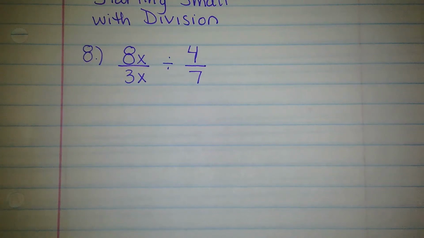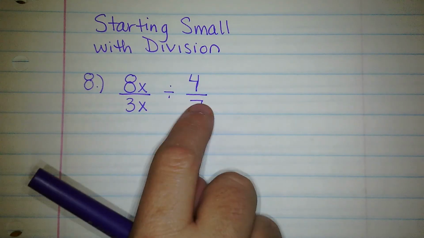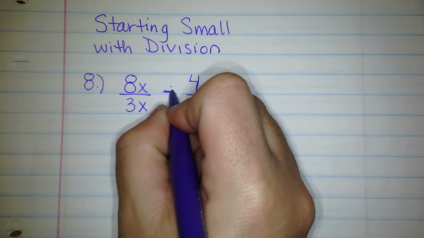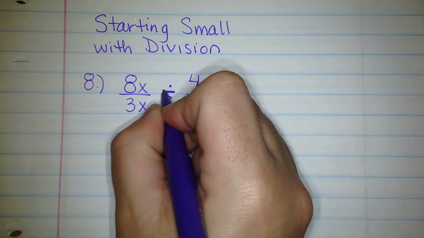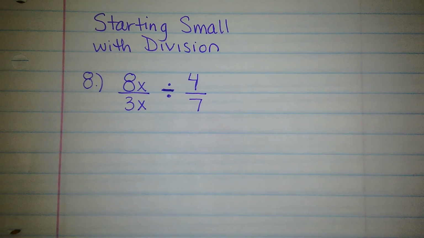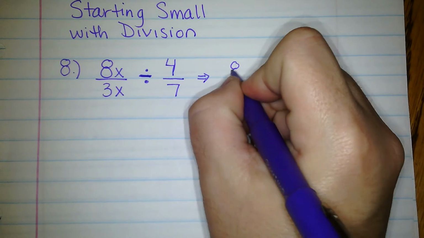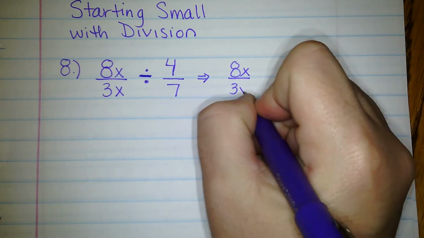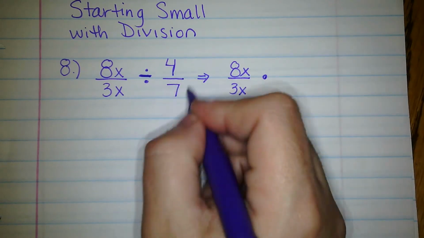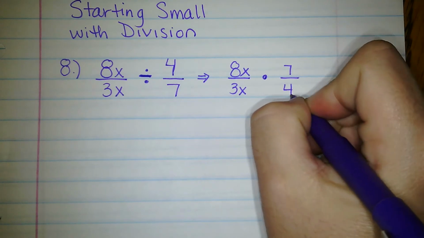All right, so here we are, and we're starting small with division. Notice they're small because they're all single terms, but we've got a division symbol, and that indicates that before we do anything else, we're going to keep, change, flip. Okay, even before we do exclusions, we're going to keep, change, flip. So we're going to keep the first fraction the exact same way. We're going to change this division to multiplication. And we're going to flip or take the reciprocal of the second guy. So that's going to be 7/4.